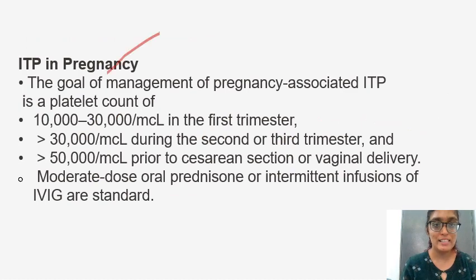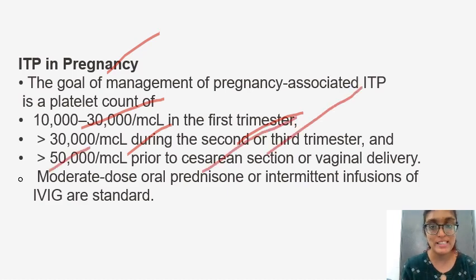So ITP in pregnancy: the goal of management of pregnancy-associated ITP is a platelet count of 10 to 30,000 in the first trimester, more than 30,000 during the second or third trimester, and more than 50,000 prior to cesarean section or vaginal delivery. Moderate oral dose prednisolone and intermittent infusion of IVIG are standard modalities of treatment.